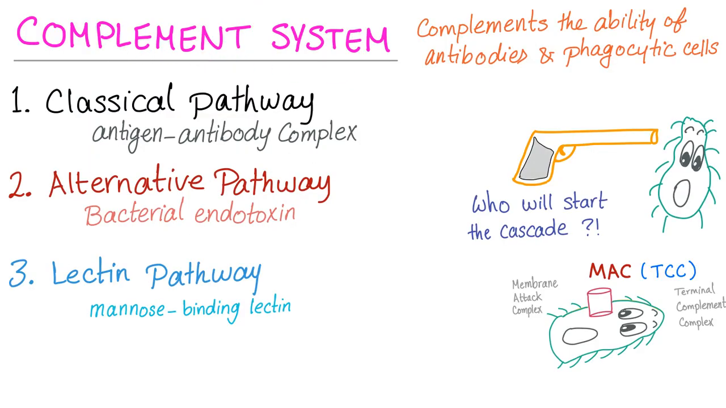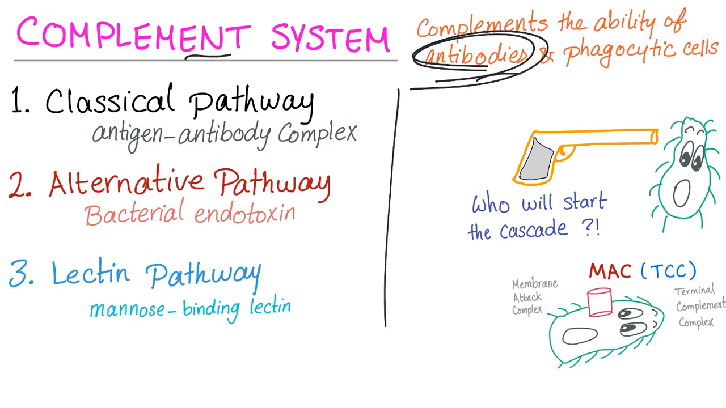The complement system. Why did we call it complement? Because it complements the ability of antibodies and phagocytic cells to do their job. In brief, it complements the antibody. Cool. What does the antibody do? Fights inflammation and infection, kind of, in a very simple way.